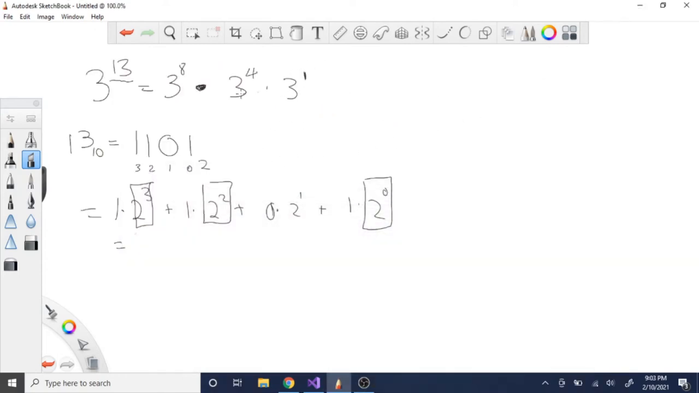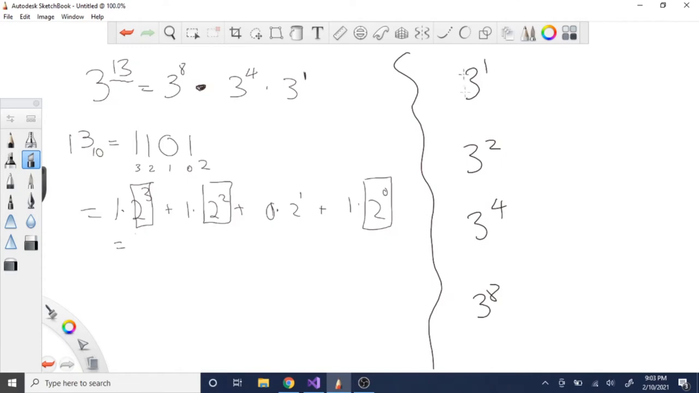Now that I have the exponents 8, 4, and 1, what am I going to do to stop doing calculations over and over again? I'm going to label 3 to the first, 3 to the second, 3 to the fourth, and 3 to the eighth. What is 3 to the first power? That's just 3. Given this 3, I could just square it. 3 squared is going to be 9, right?